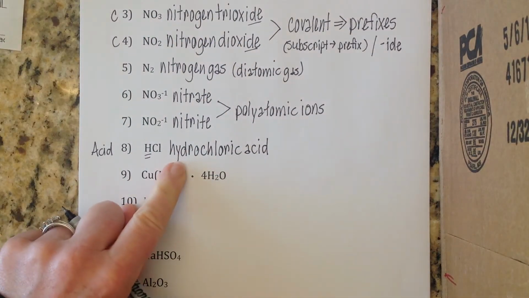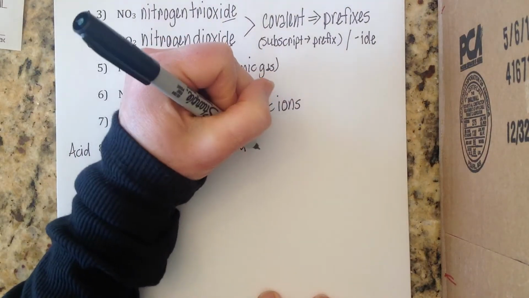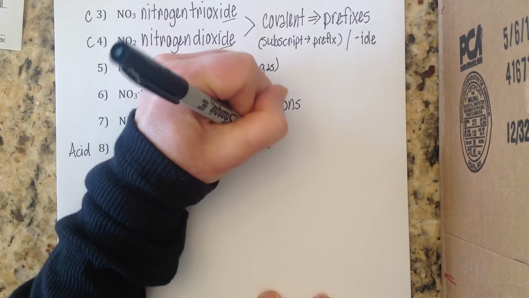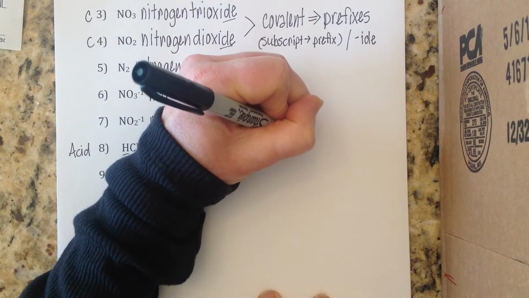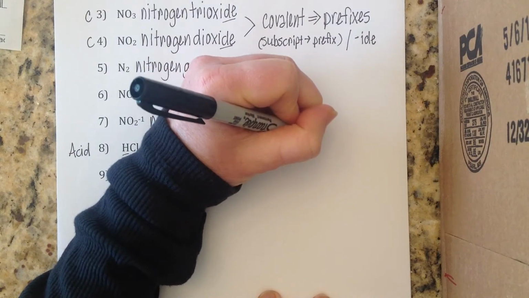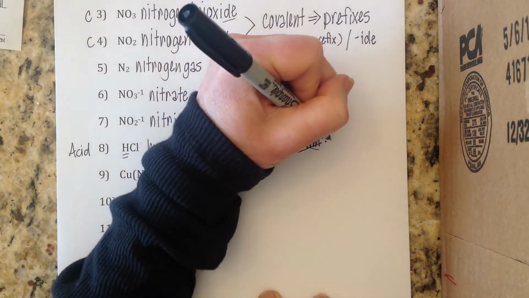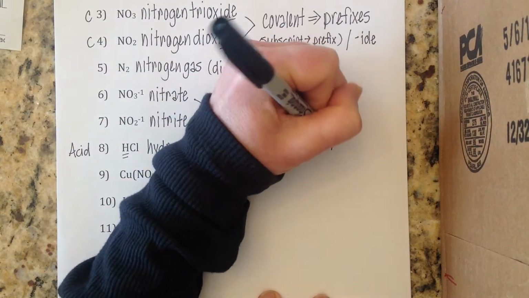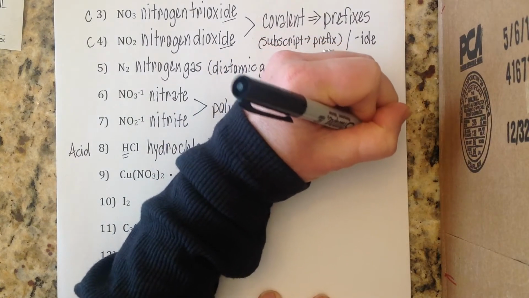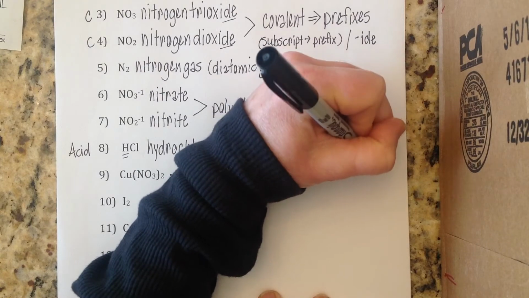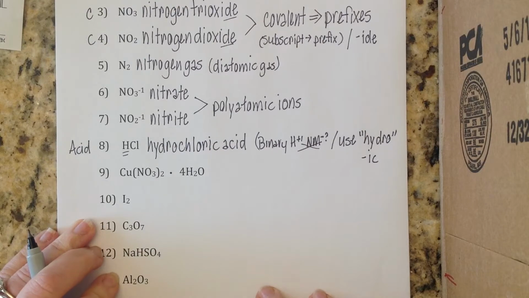We only use hydro in front of binary acids. So for binary, which is hydrogen with a nonmetal, with a negative charge, whatever that happens to be, they're crisscrossed together, we use hydro in front. So we use hydro in the front, and they always end with ic. So just a few little brief notes for you on binary acids.